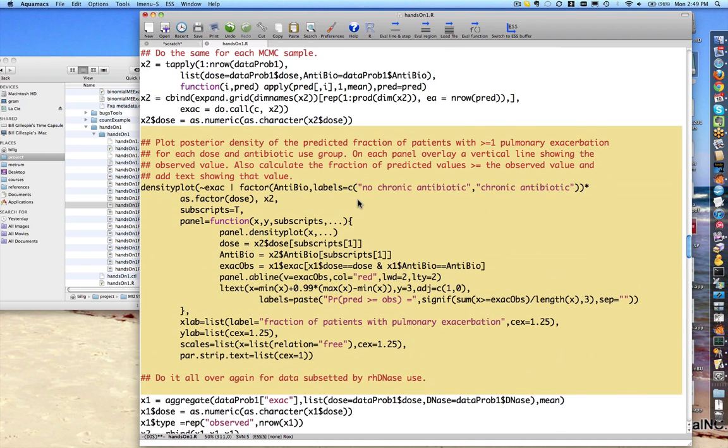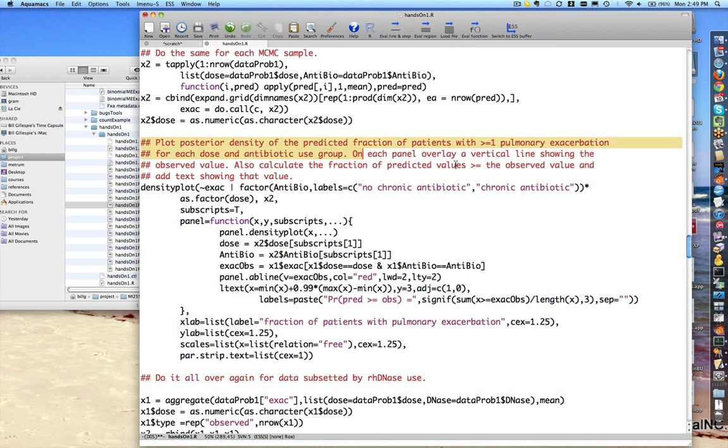And then down here, you can see the comment. So now I'm going to plot the posterior density of those predicted fraction of patients with exacerbations for each dose and antibiotic use subgroup. And then on each one of those panels, and this is where the advanced lattice stuff comes in, I'll also be overlaying a vertical line that shows the observed value, and then calculating the fraction of predicted values that are greater than or equal to the observed value, and adding text that shows that value.